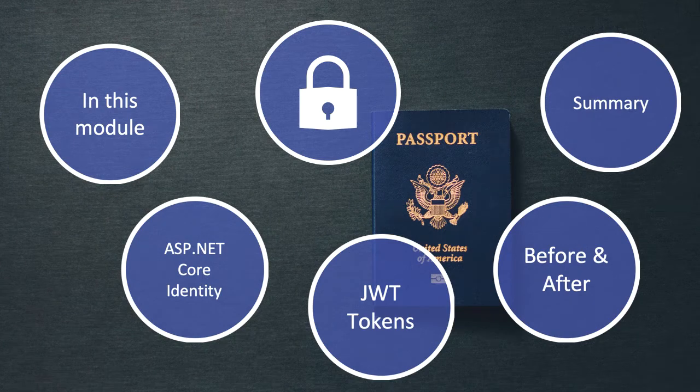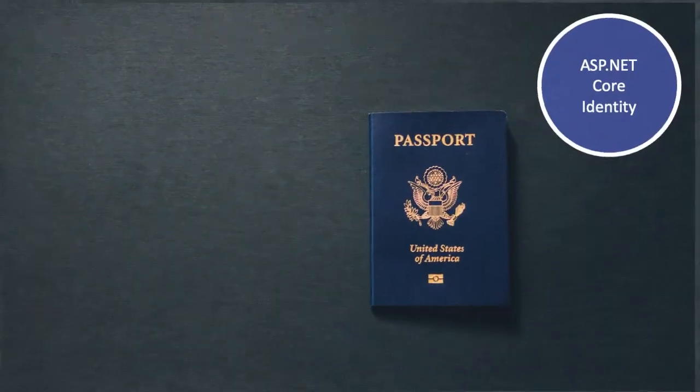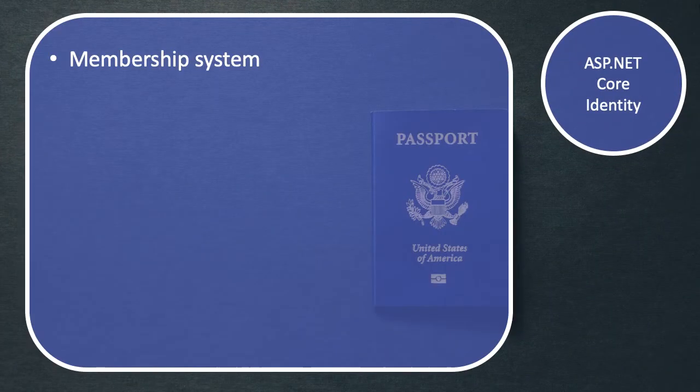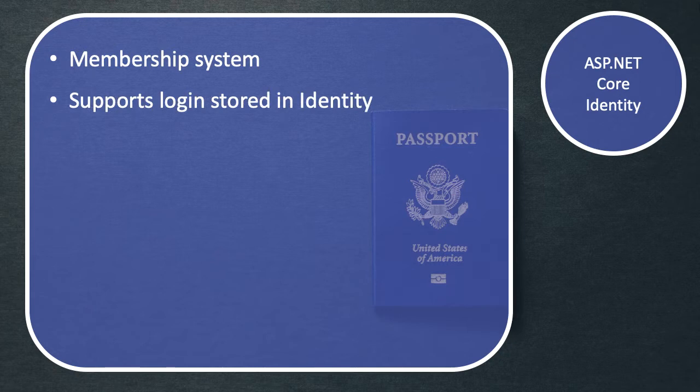So before we start configuring ASP.NET Core Identity, let's take a look at what this actually is. ASP.NET Core Identity is really just a membership system, and it supports the ability to log in based on users that are stored in Identity. It also supports external providers, so if we wanted to add Facebook login or Google login, then this is entirely possible using the ASP.NET Core Identity system.